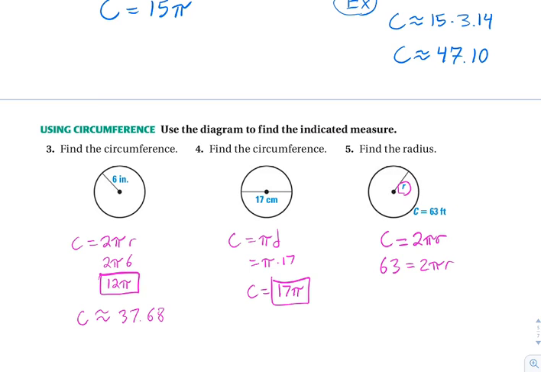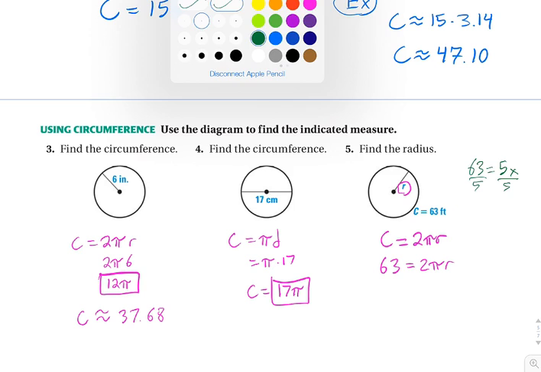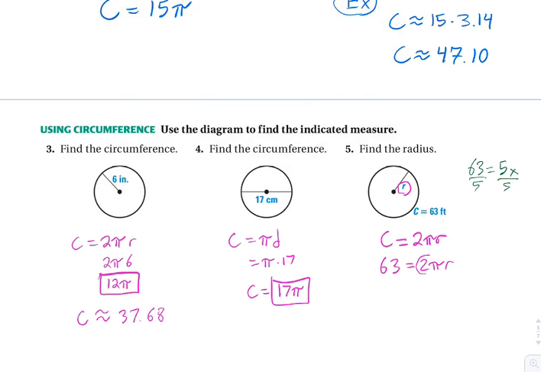This is analogous to saying 63 equals 5x, right? It's just a number times x. So I'm just going to divide by that number on both sides, right? So the number we're dealing with in this problem is 2 pi. 2 pi is 2 times 3.14, around 6 something. So we're just going to divide both sides by 2 pi. It's just a number, okay? And now we get, that cancels out, and we get that the radius is 63 divided by 2 pi.